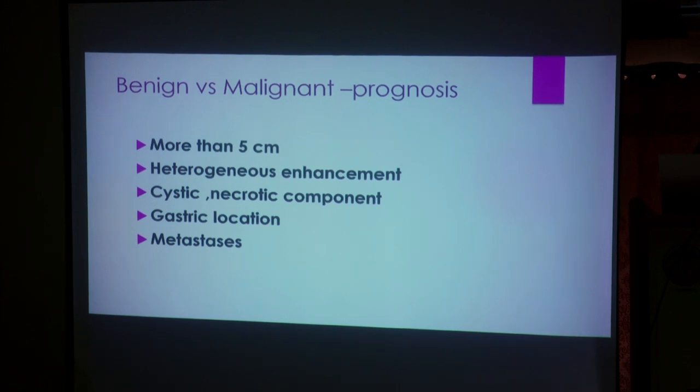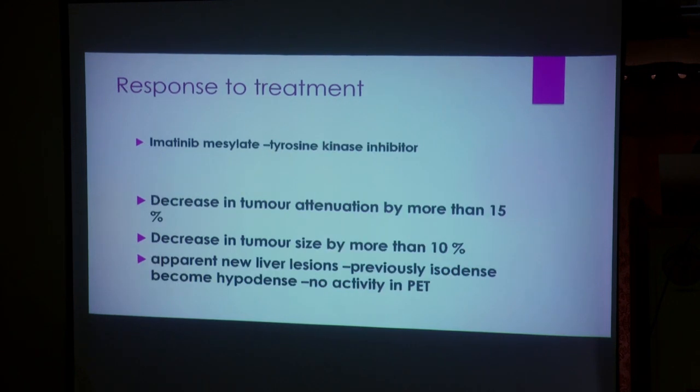So malignant lesions are suspected when the lesion is more than 5 centimeters, or shows heterogeneous enhancement, and cystic and necrotic components. Even malignancy is common in gastric location. Plus, of course, locally invading lesions and metastasis we always consider a malignant lesion. Then the assessment of response. So most of the time we will be seeing the cases following imatinib treatment. So various criteria are there, RECIST, Choi criteria.